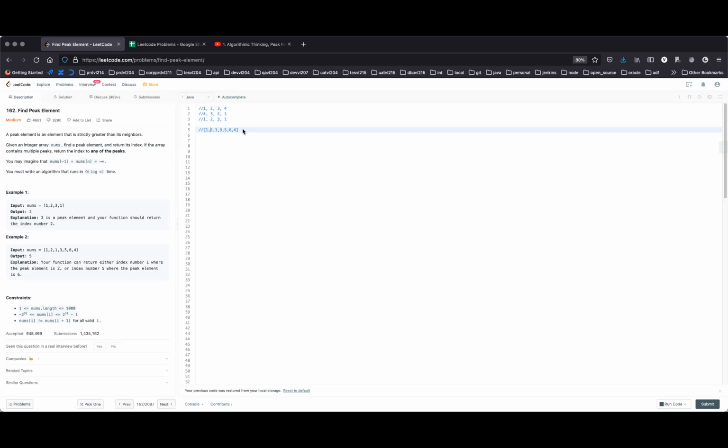Yeah, so 1, 2, 1, 3, 5, 6, 4, right? It would look something like this, for example. So if we have a peak here, let's call it 1, 2, 1, 3, 5, 6, and then 4. Pretty much if you just check the next number, and if it's less than the current number, we know that we hit a peak at that point. Yeah.